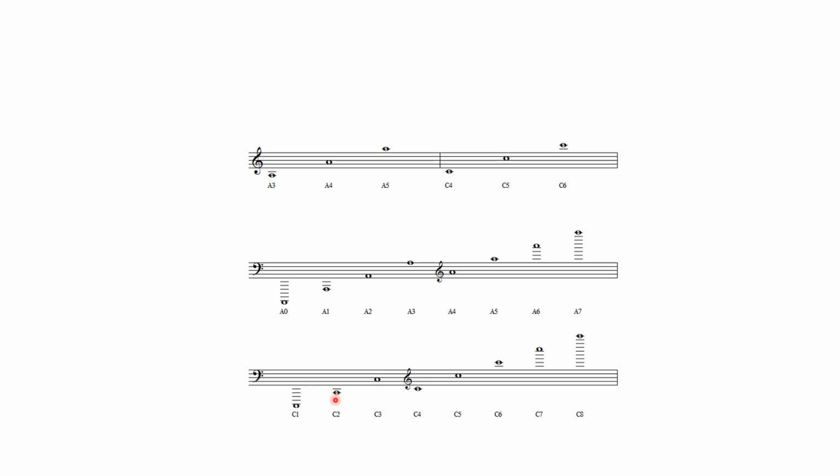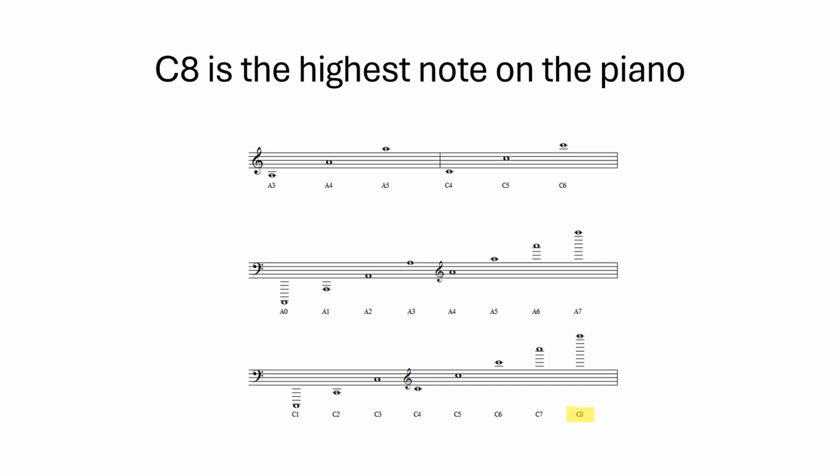And then we would repeat that pattern to here, to here, all the way up to here. Now this C8 actually is the highest note on the piano. So this is just 2 notes above A7. So you would have A7, B7, C8. There's just our clarification that C8 is the highest note on the piano.